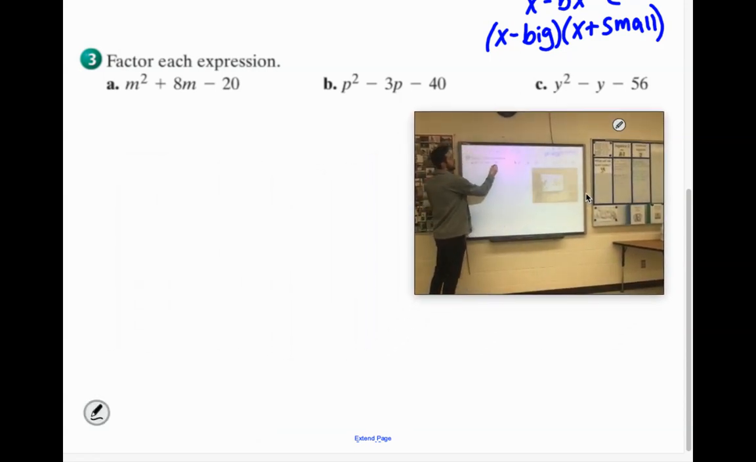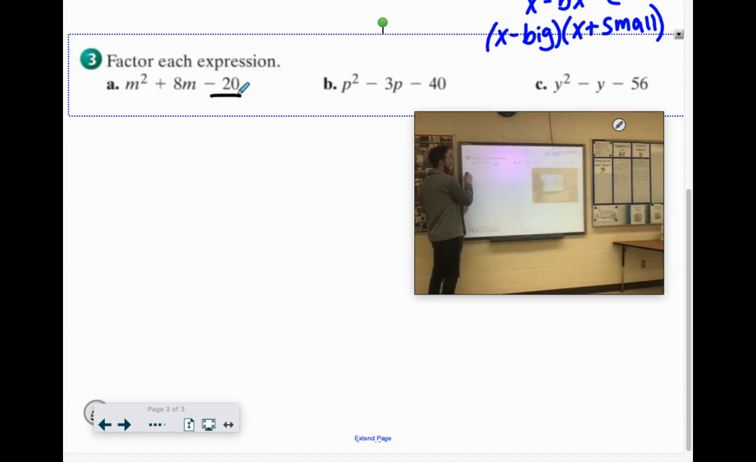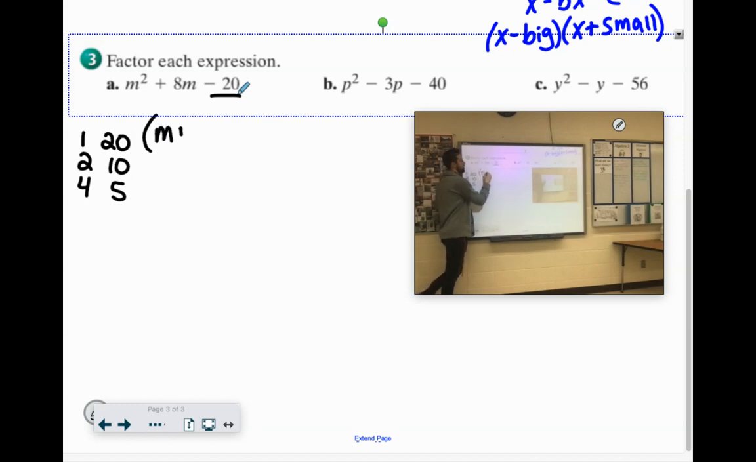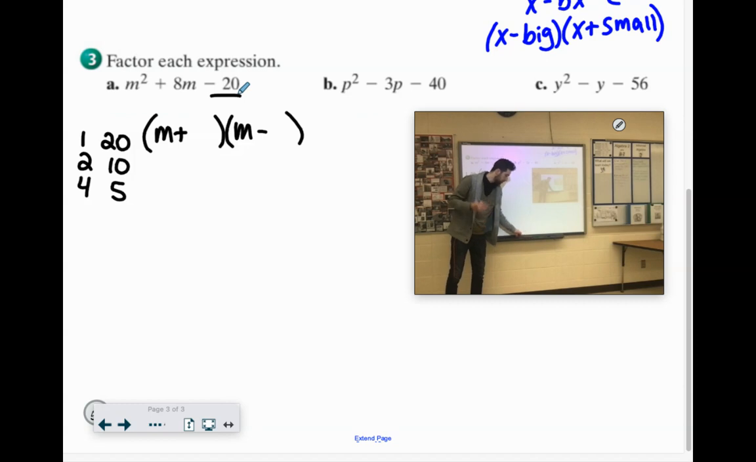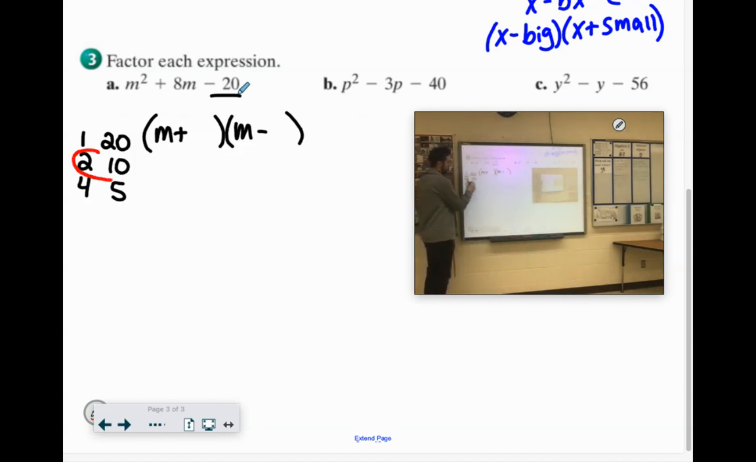We're looking at factors of 20. So that could be 1 times 20, it could be 2 times 10, or it can be 4 times 5. Now, since it's minus at the end, that means we're going to have 1 plus, 1 minus. We need a set that is 8 apart from each other. So the set that multiplies to 20, factors of 20 that are 8 apart, are 2 and 10.